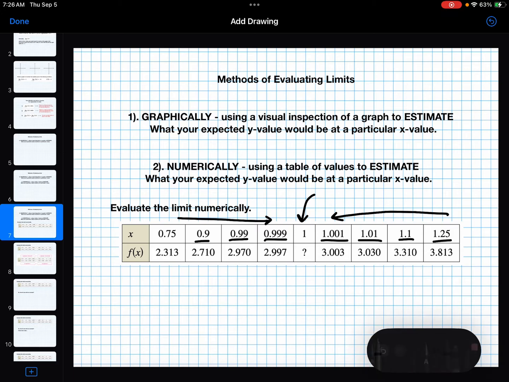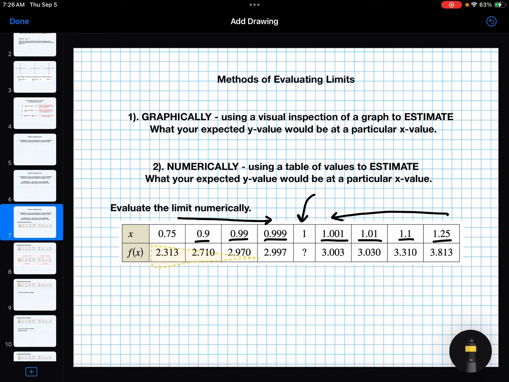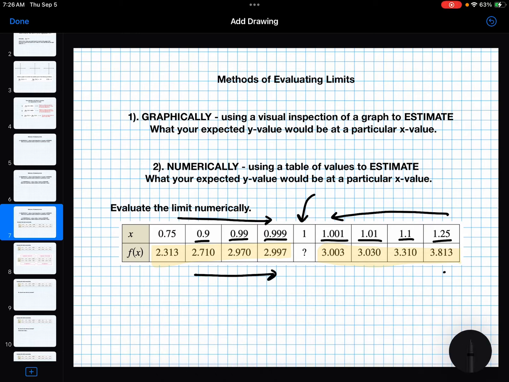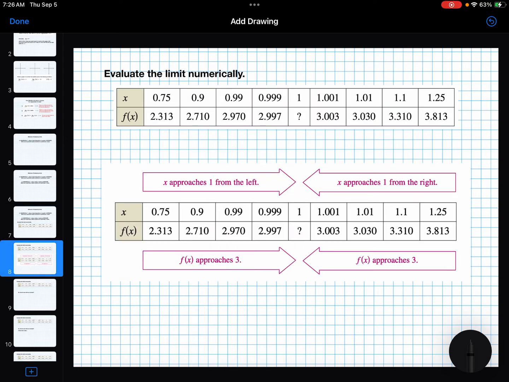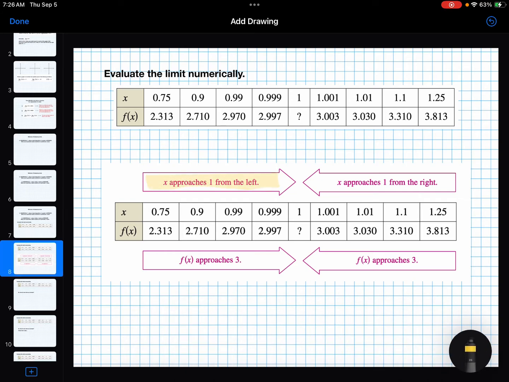So your job really is to take a look at these corresponding y values and see if you can detect a pattern. Does it look like the y values are approaching a particular y value as x is getting closer to 1 from both the left side and from the right side? If I take a closer look at this same table, as x approaches 1 from the left, let me highlight this, it looks like your output values, your f of x values, are approaching 3. They're getting closer to 3.